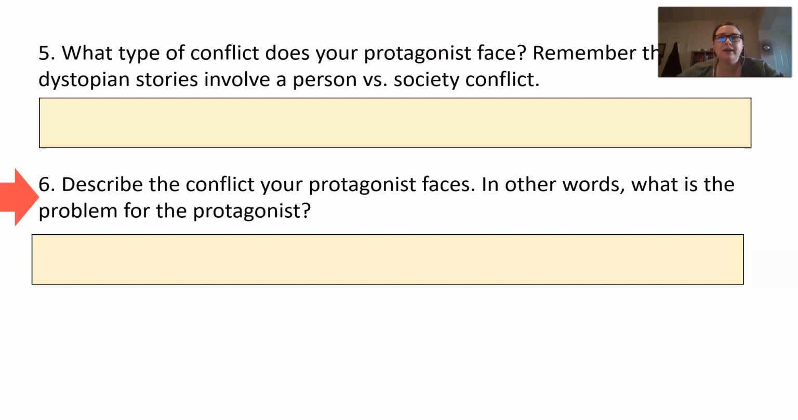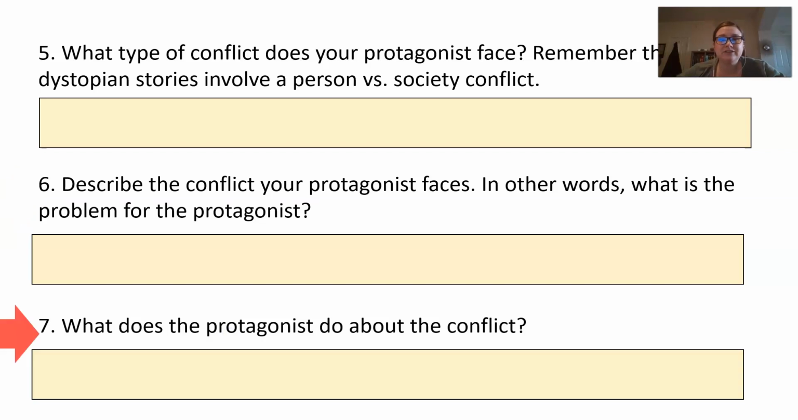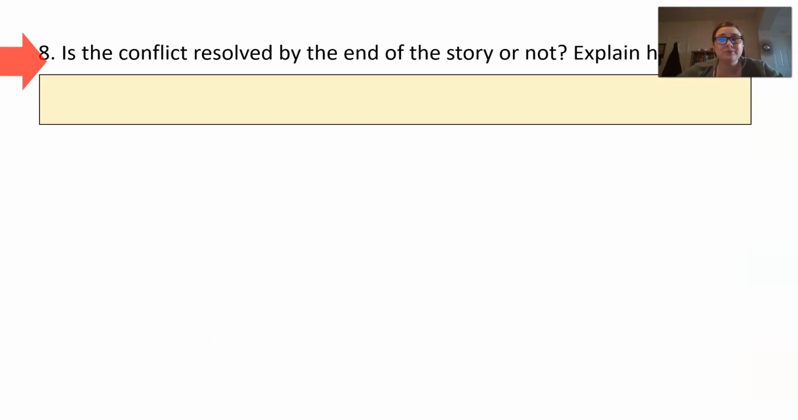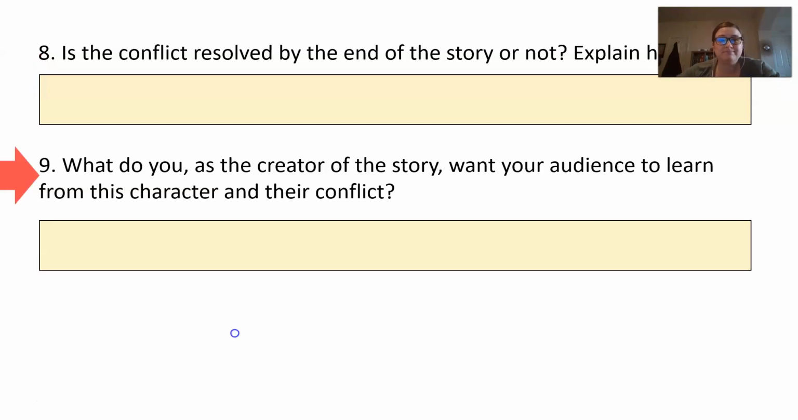Next, I'm going to ask you to describe the conflict that your protagonist faces. Another way to think about it is, what is the problem for this person? And what does the protagonist do about the conflict? This is going to help you start brainstorming the plot of your story, or what actually happens in it. Is the conflict resolved by the end of the story or not? Explain how. A lot of times we like stories where the conflict is resolved. That doesn't always happen, and it certainly doesn't always happen in dystopian stories.